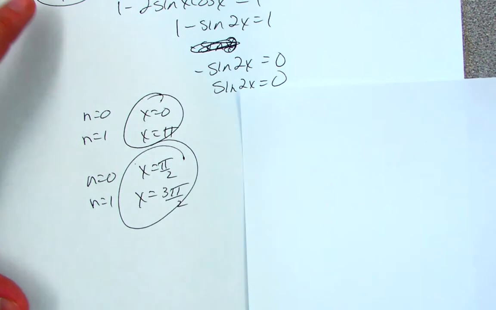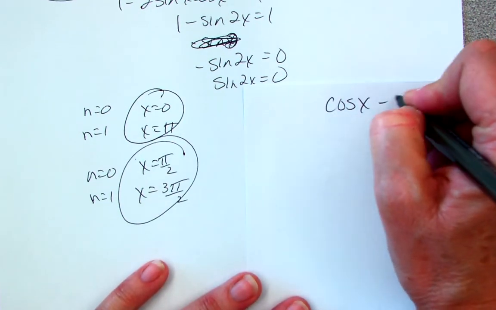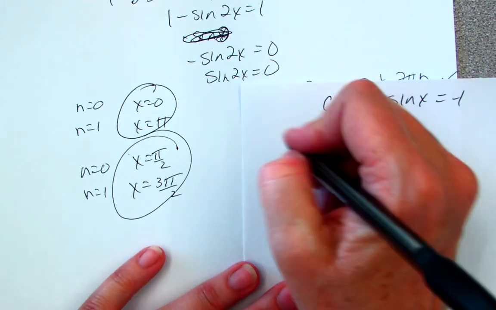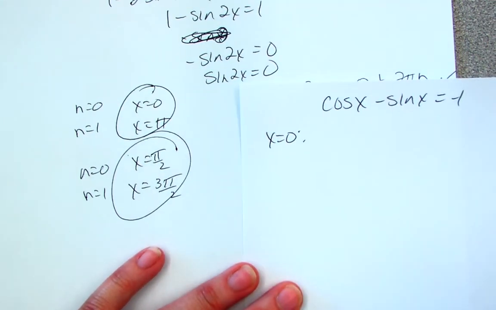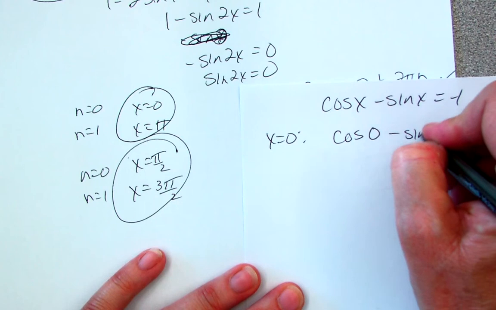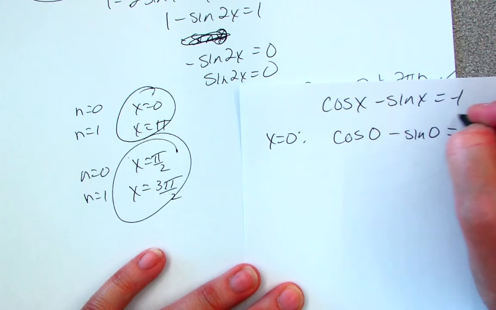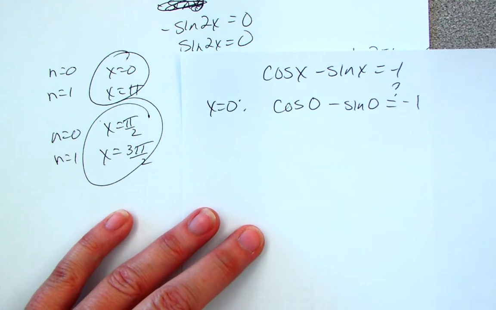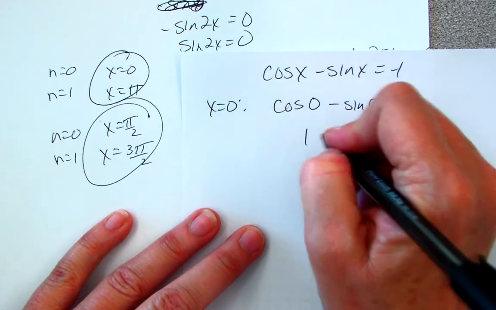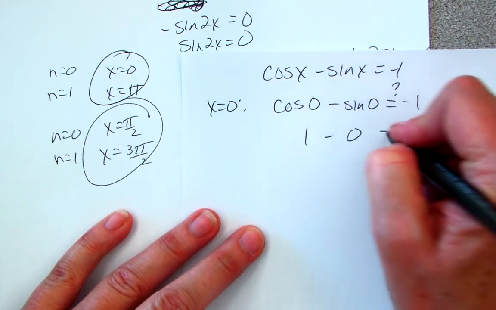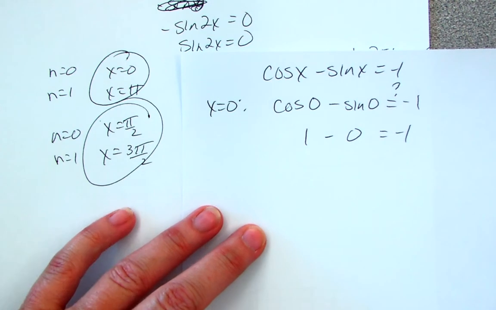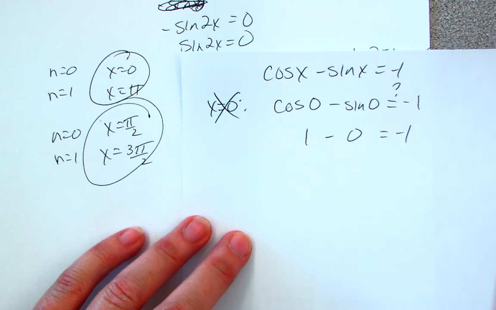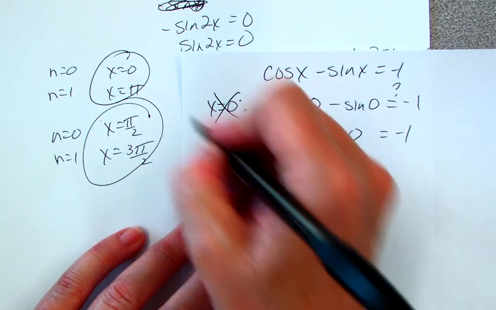So I'm going to do that. I'm going to go back and get my original equation. I have to check each one of them. I'm going to check x equals 0 first, to see if that's a true statement or not. Let's see. Cosine of 0 is 1. Sine of 0 is 0. Is that a true statement? No. So this is not a solution.